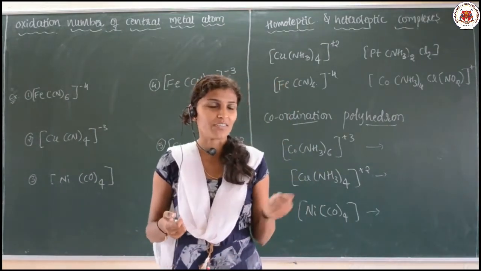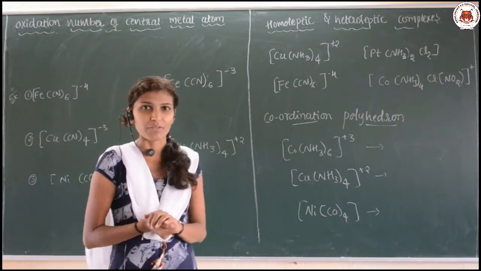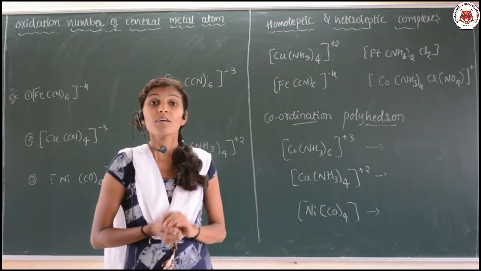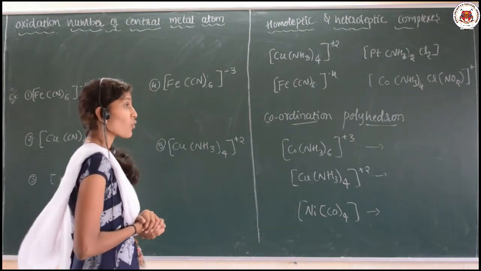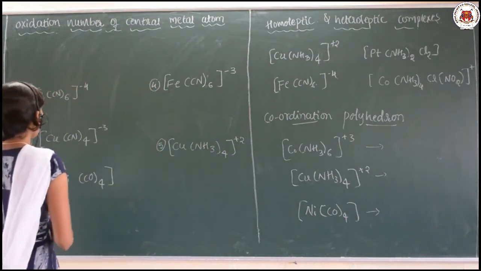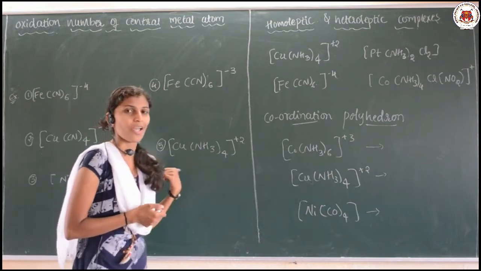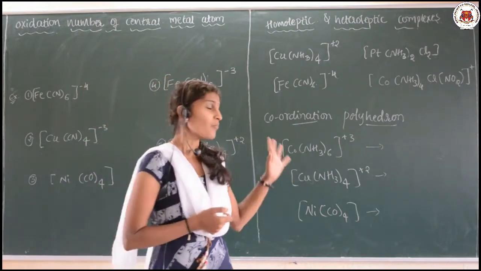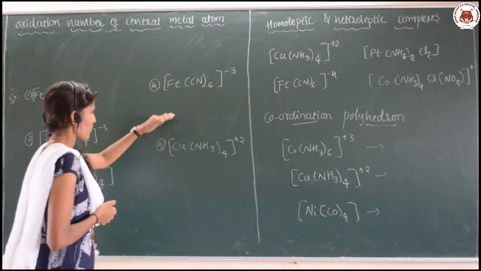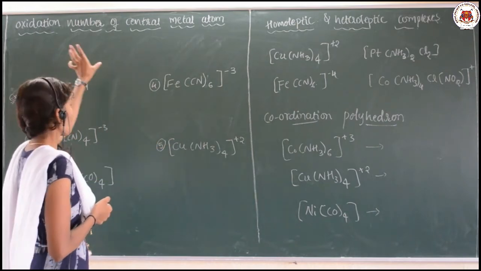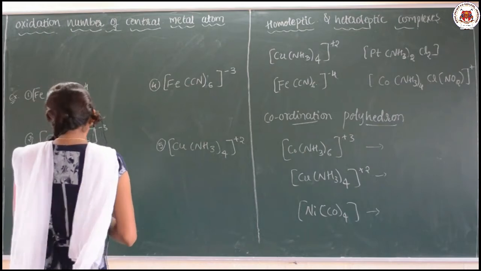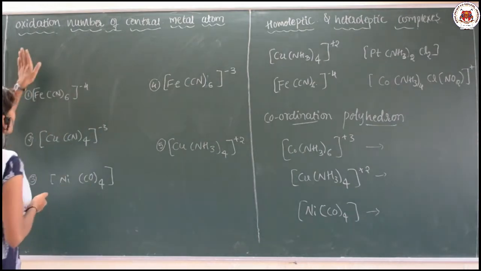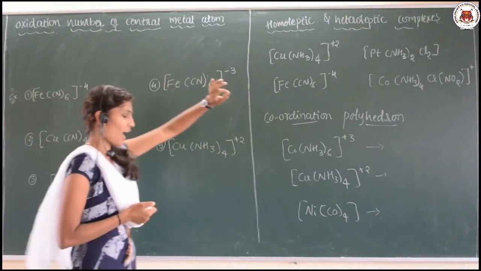As we have started the chapter coordination compounds, and in our last class we discussed a few of the important terms which are used in coordination compounds. Today I want to tell you about a few more terms which are very important, and you need to know how to solve certain problems, like finding the oxidation number. So let us go for the topic, that is today's concept: oxidation number of the central metal atom.